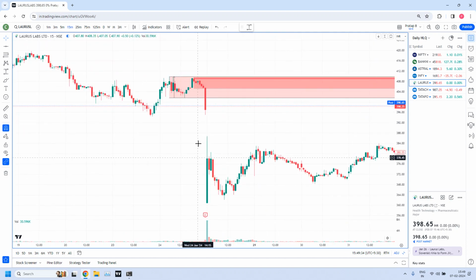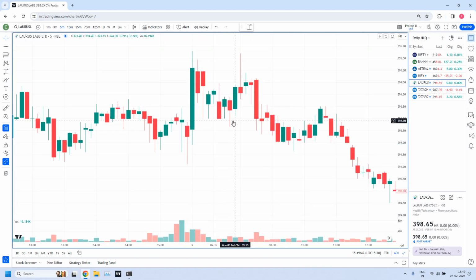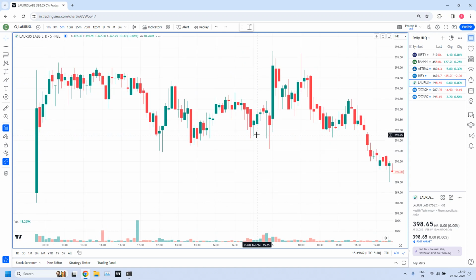In the 15 minutes, we identified a zone. We have a rally, 1, 2, 3, 4, 5, 6 base candles and a drop candle. And within this again, you should look at 5 minutes. If the structure is good, we can plan a trade. Otherwise, it will be violated.